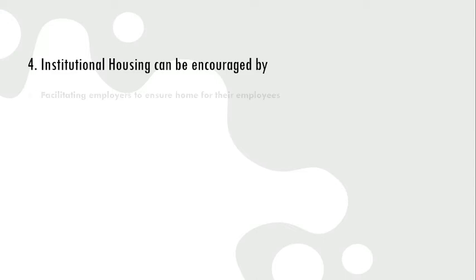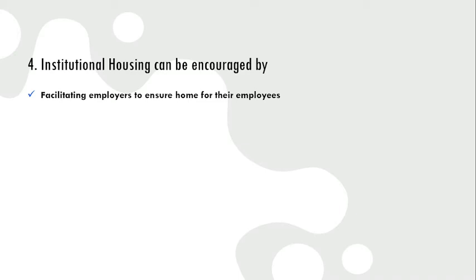So the correct answer for this one is the first option: facilitating employers to ensure homes for their employees. If the regulatory environment can be made friendly for employers to procure land and develop houses for their employees, that will actually develop institutional housing.